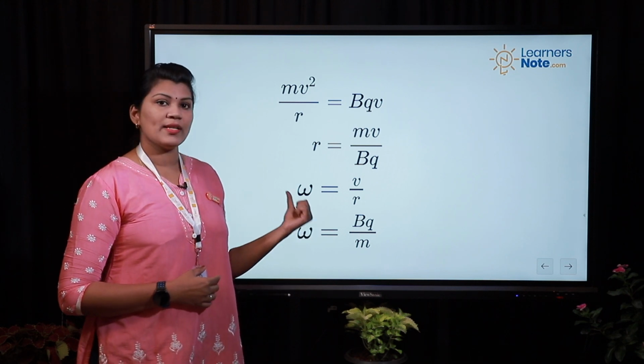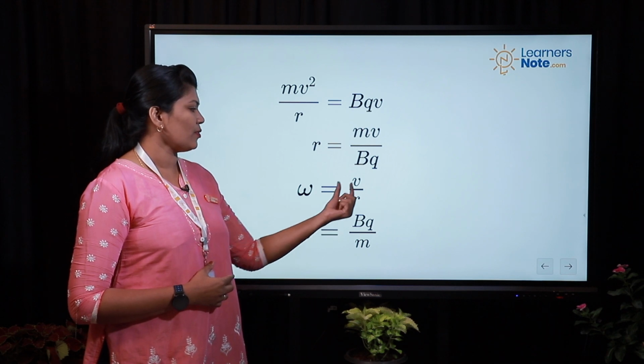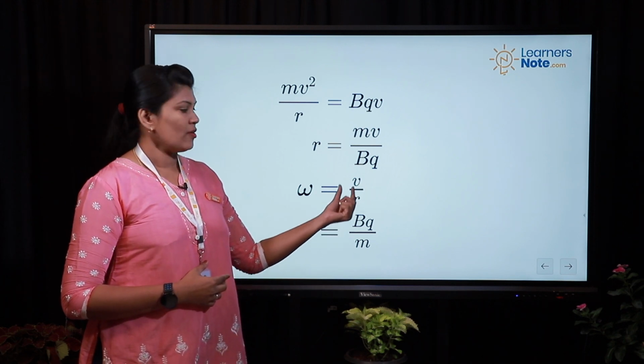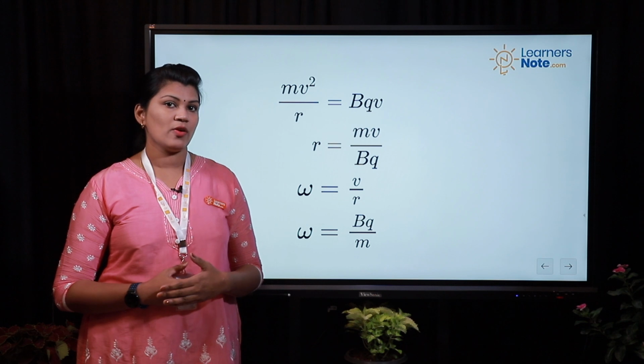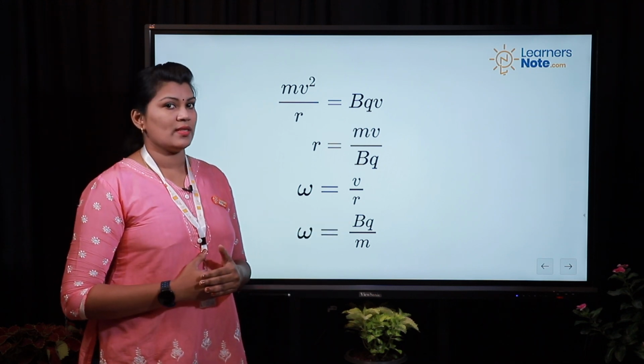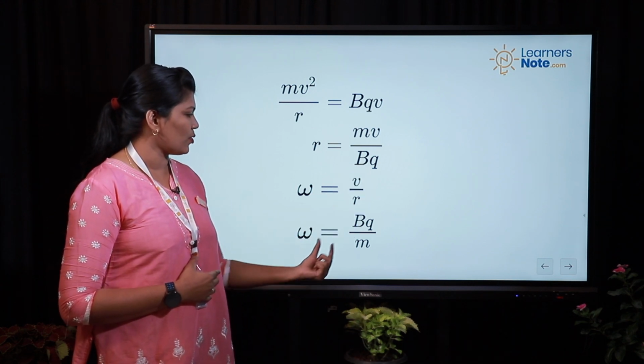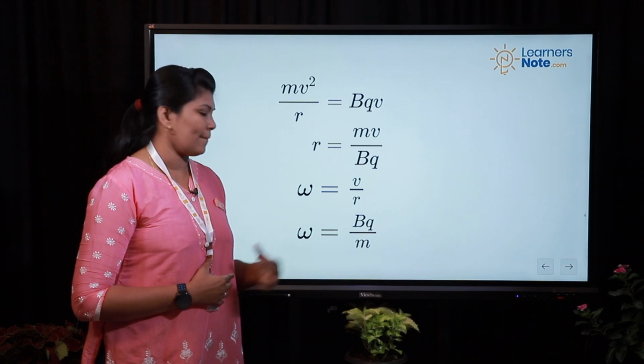Next we are going to find the angular velocity. It is given by omega and it is equal to v divided by r. Here v is the linear velocity of that charged particle and r is the radius of that circular path. Then substituting the value of r here, we will get omega is equal to bq divided by m.